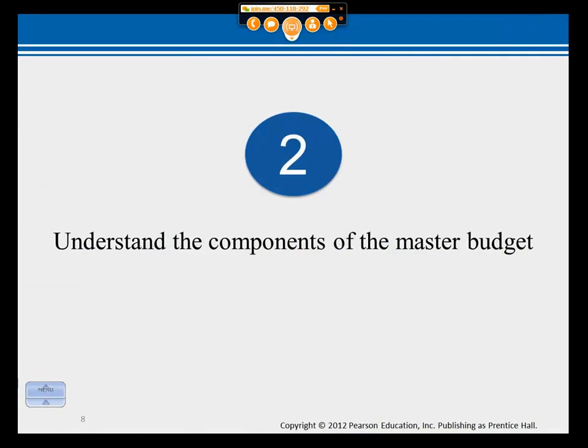Let's look at next. Number 2. Understand the components of the master budget. So we had fun with this exercise. And I really need you to understand which one follows after which one. So let's look at that graph again.